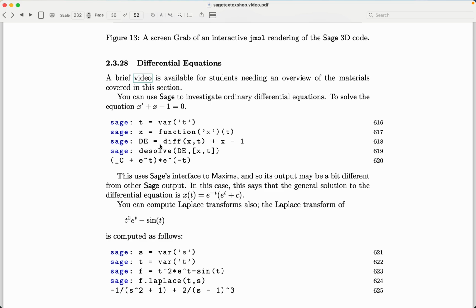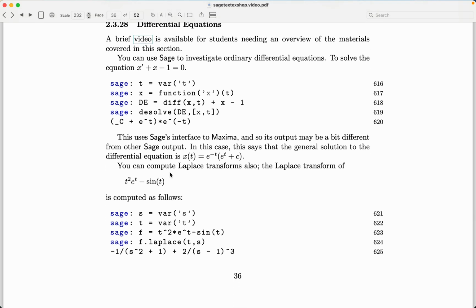And now the differential equation is you're going to differentiate that function x, I just don't know what it is, by the way, with respect to t, plus the function itself, x, minus 1. That's a differential equation. And then I'm going to say desolve. And what am I desolving? That differential equation right over here. Again, x is the function, and t is the variable there. And it returns this over here to me. So again, you can type those commands in, and you certainly get an answer over there.